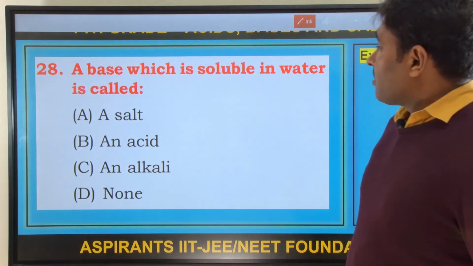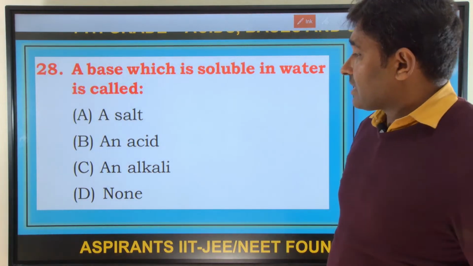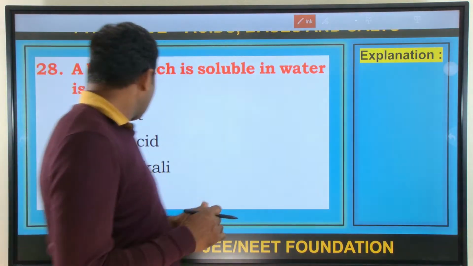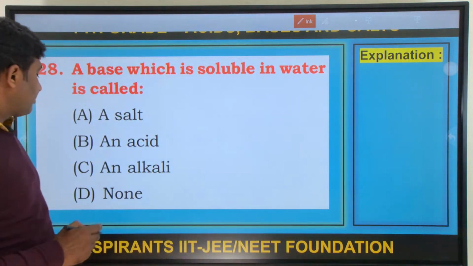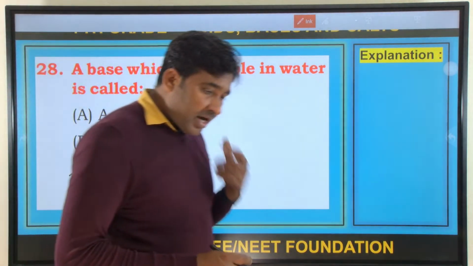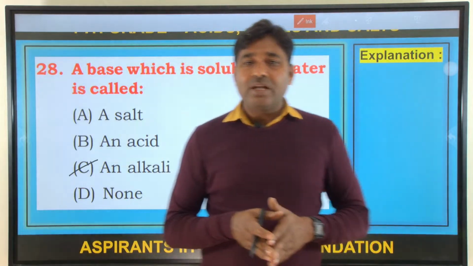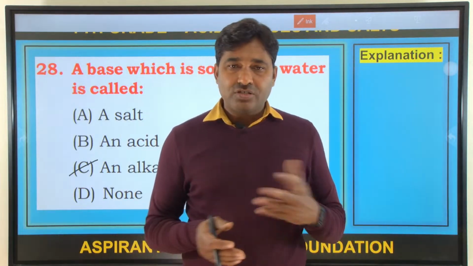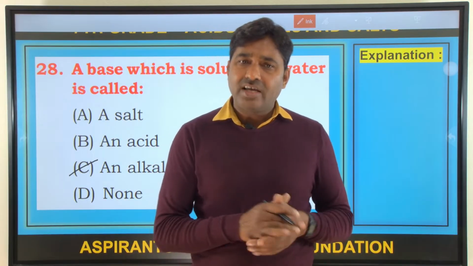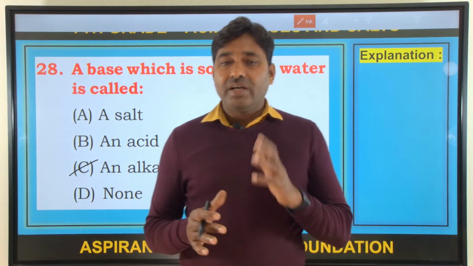a base which is soluble in water is called what? Alkali. Generally, in the modern periodic table, if we take the first group elements like lithium, sodium, potassium, rubidium, these elements all form hydroxides. They are very active, very reactive elements.